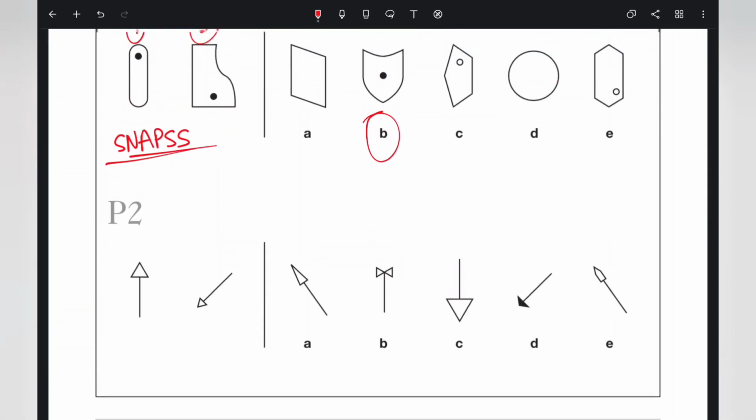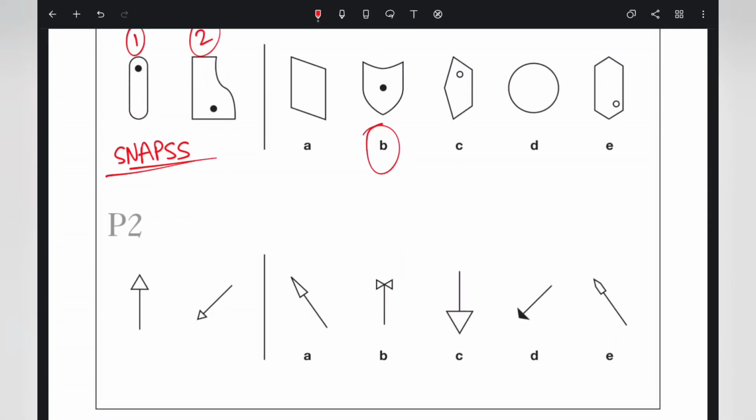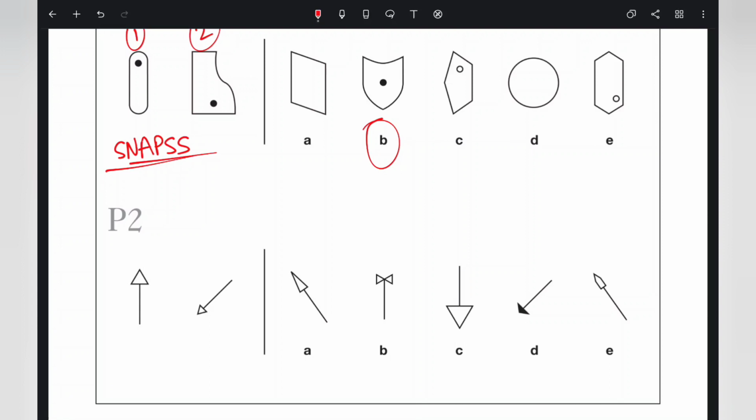Moving on to P2. We've got, again, image 1. As you can see, you've got an arrow pointing up.